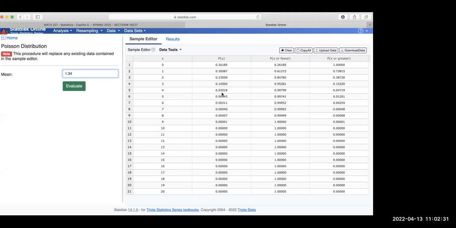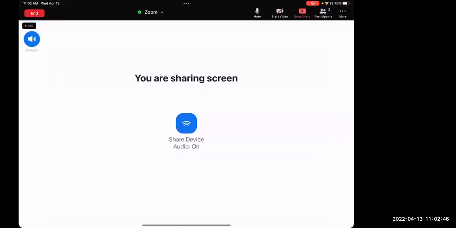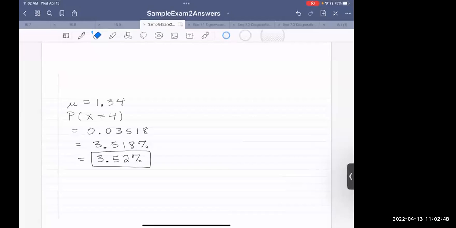And so I have here 0.03518. And so let me type that into my iPad. And so I have 0.03518. Let's move my decimal place 2 places to the right. So 3.518%. Let's round to the nearest hundredth of a percent. So 3.52%.